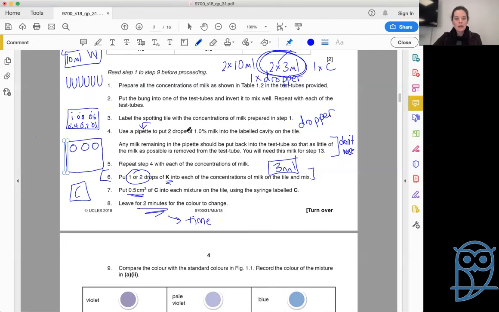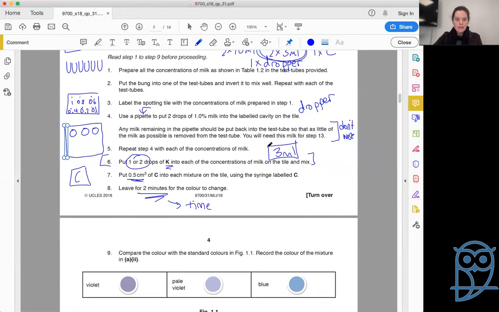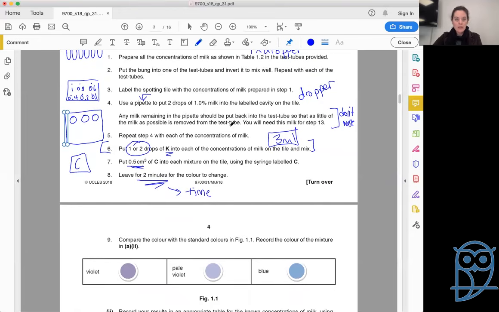So we've put our 2 drops in each one. We've saved our milk, we've been sensible about how much we use, and we haven't wasted any. We've rinsed our dropper in between. And there we decide, am I going to put 1 or am I going to put 2? Because you want to make sure you have the same in each one. And we're going to mix. We've got a glass rod, so we can mix nicely. Okay, we then put our 0.5 centimeters cubed of C into each mixture on the tile using its special syringe, and we leave for 2 minutes.